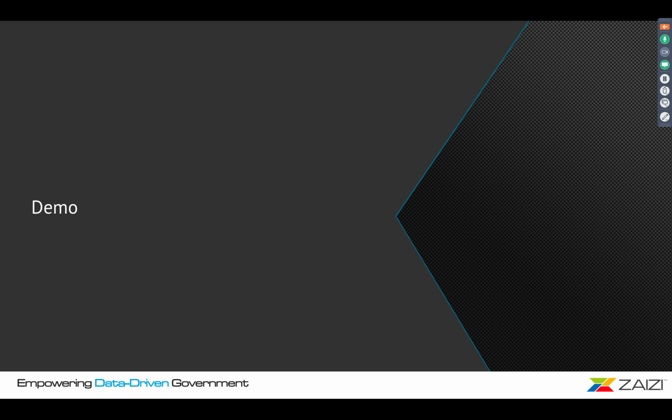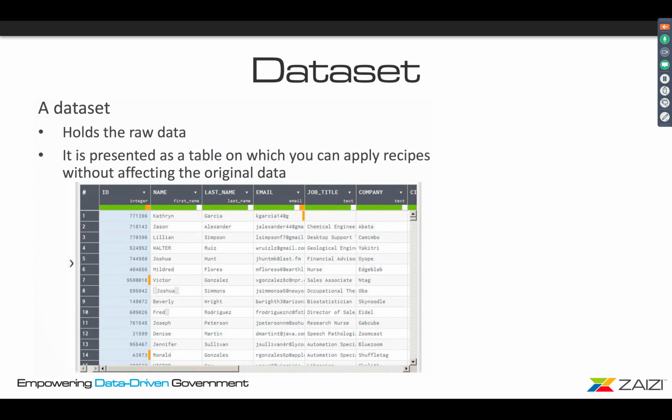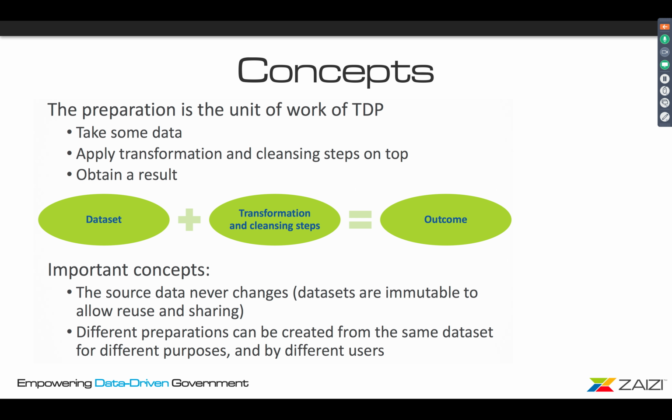So let's go then to the demo. Before the demo, let's clarify what a dataset is. A dataset is like a table in a database which holds the raw data. It's presented as a table on which you can apply recipes without affecting the original data.